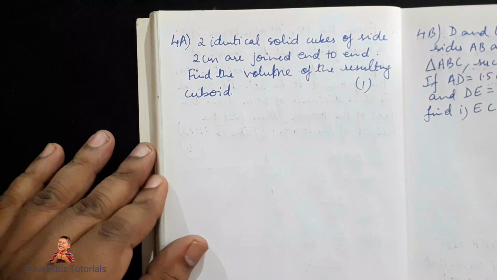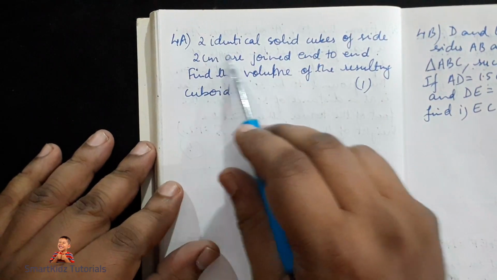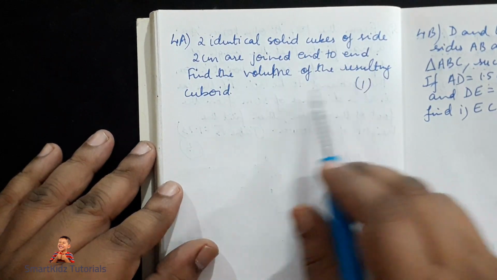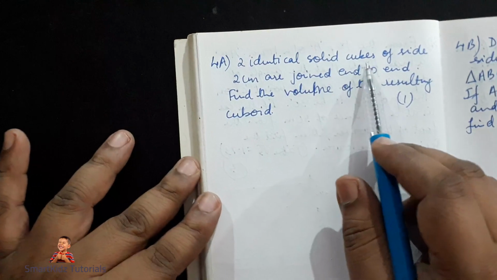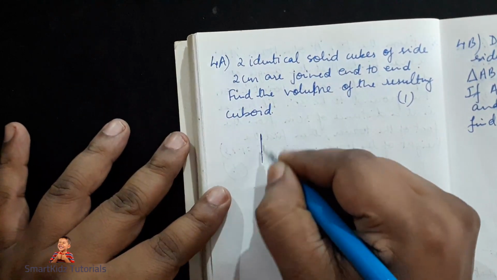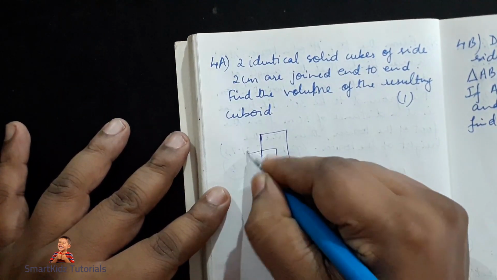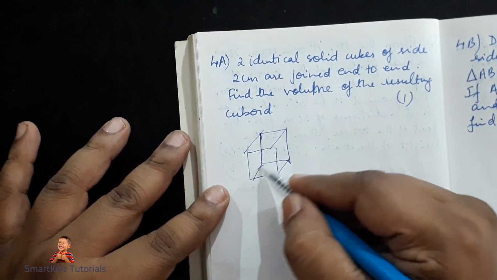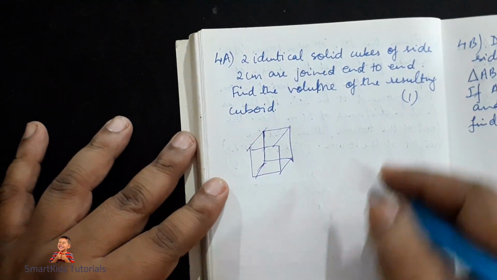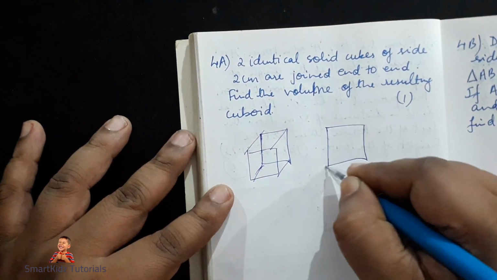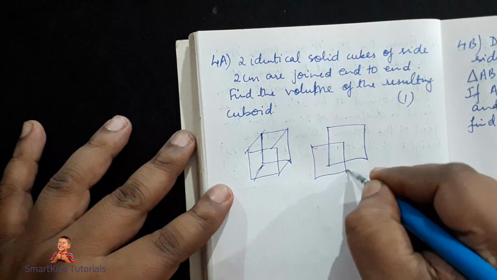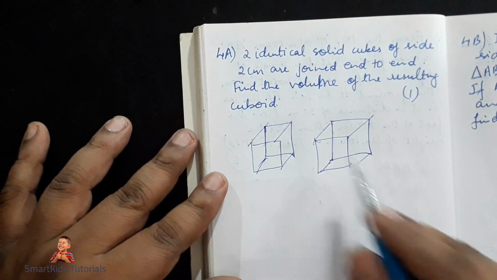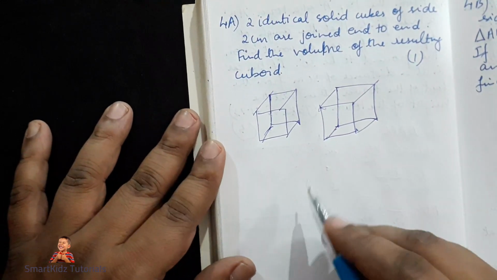Next question, 4a, it is for 1 mark. Two identical solid cubes of side 2 cm are joined end to end. Find the volume of the resulting cuboid. So two solid cubes are joined. Now cube is how? This way. Okay, you have one cube. Okay, this is one cube that you have, and you have another cube like this. Okay, now when these two are joined end to end, we get a cuboid.